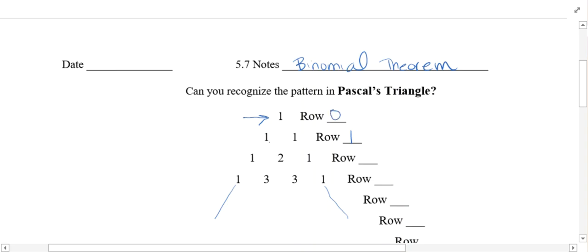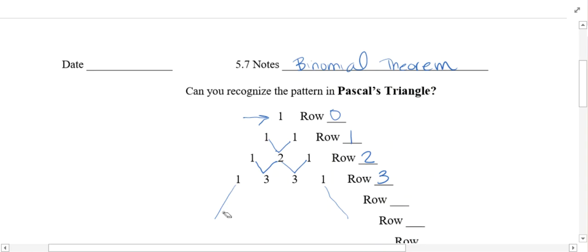As you keep going though, this 1 and this 1 add to 2. The 1 and the 2 add to 3. The 2 and the 1 add to 3. So that's how the pattern goes. You always have a 1 and a 1 on the outside, and then you just sum the numbers above it. So here, this is called row 2 with the 2 in it. Guess what this is called? It's called row 3.